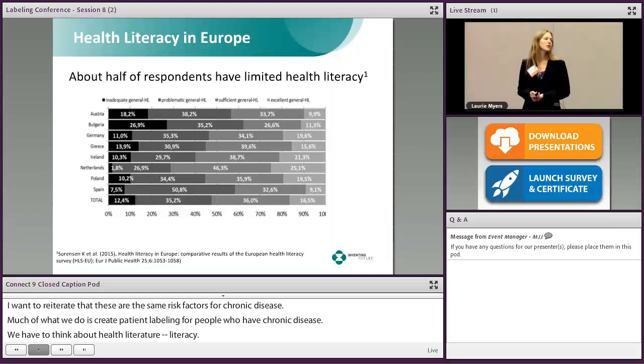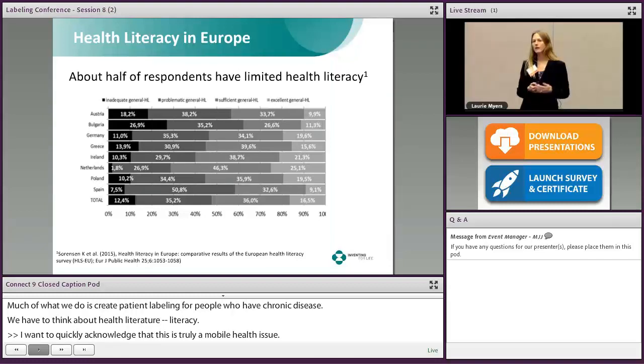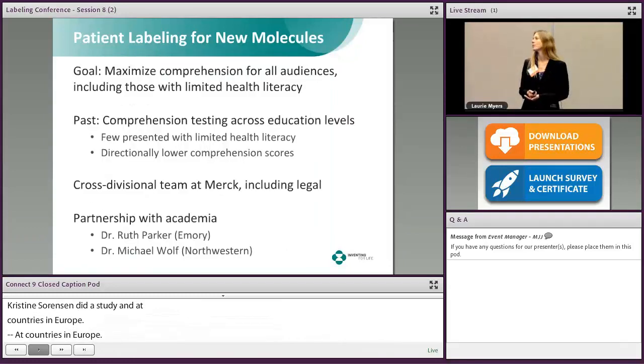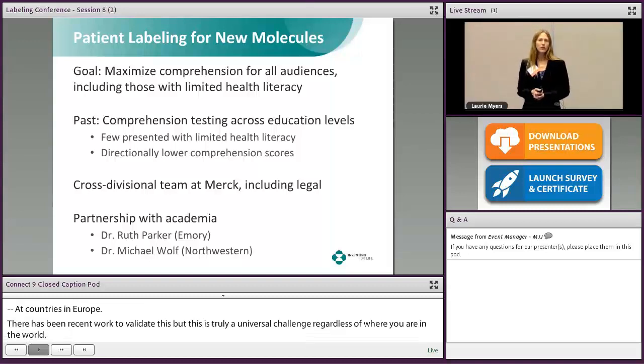I also wanted to quickly acknowledge that this is really truly a global health issue. So Christine Sorensen did a survey in 8 countries in Europe, and about half of folks have limited health literacy. There's been recent work to attempt to validate this in other countries. But this is truly a universal challenge, regardless of where you are in the world.